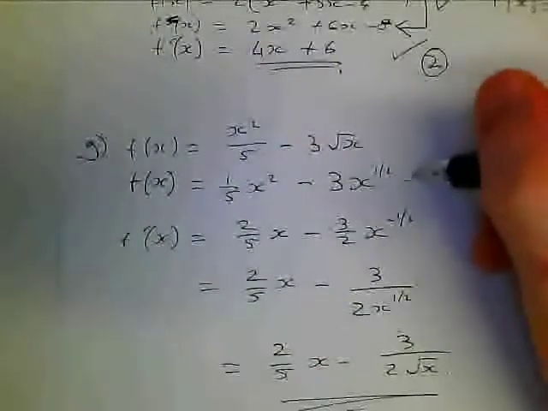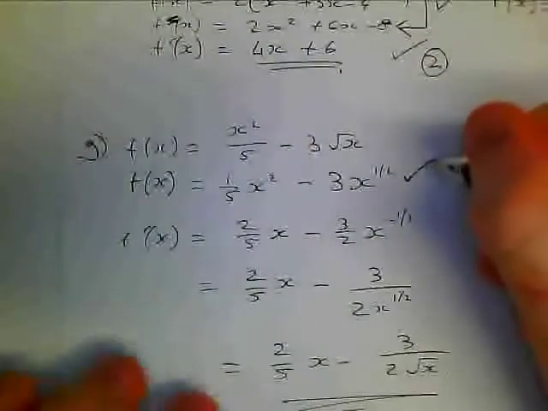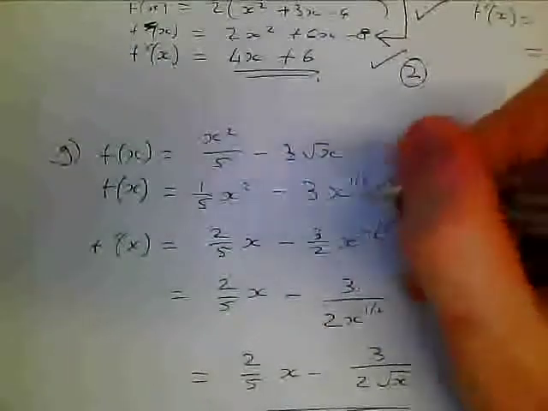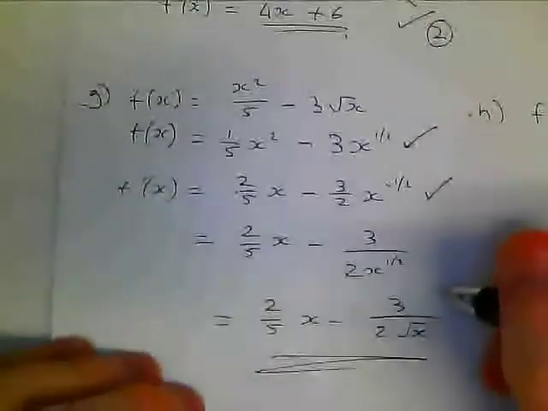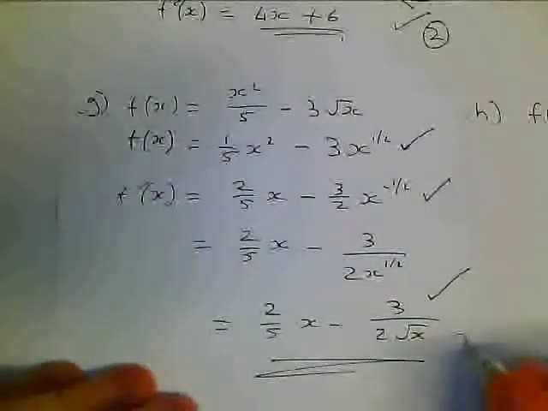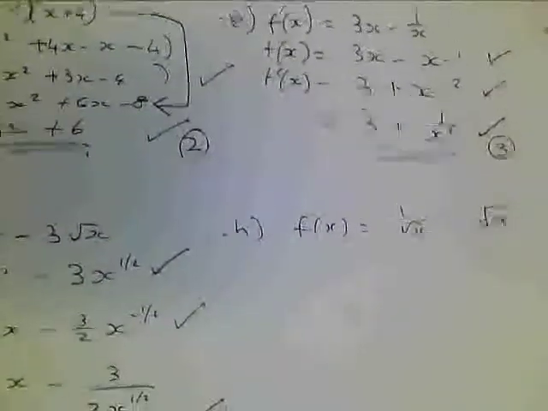Again, mark allocation. 1 mark for tidying this up and preparing it for differentiation. 1 mark for performing the differentiation. And then a final mark down the bottom here for tidying it up. 3 marks in total. On to question H. This is a good one. More root stuff.